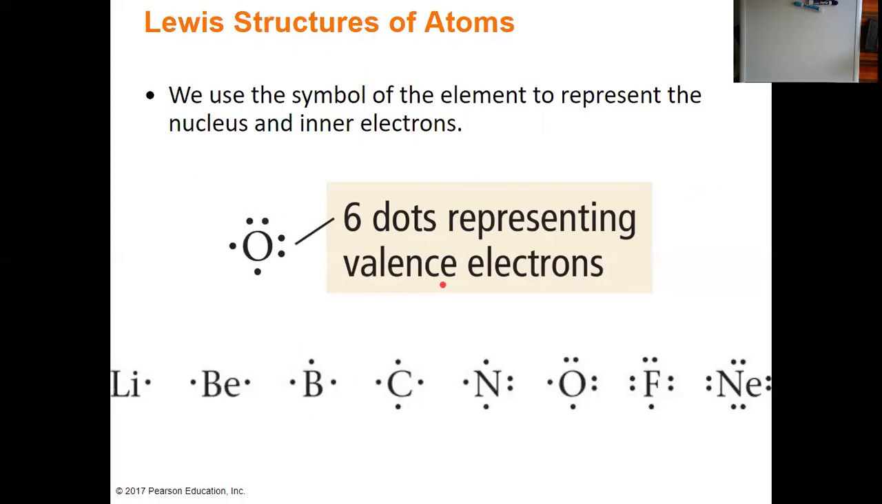We can look at the electron configuration of oxygen, and we know how many core electrons it has and how many valence electrons it has. We're going to represent all the core electrons just by writing the letter O. And then we'll surround that O with the 6 dots that represent the valence electrons of oxygen.